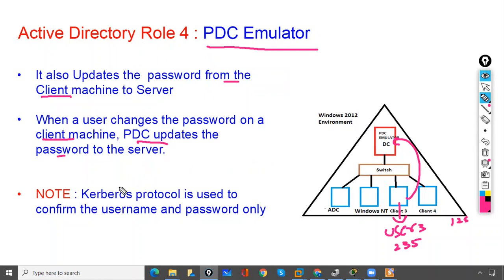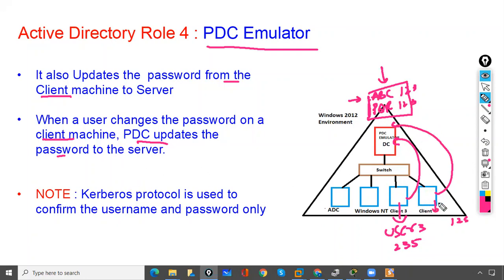And guys, if you remember the Kerberos protocol, this Kerberos protocol is used to confirm the username and password only. So let us say we have created some usernames and passwords on the domain controller like ABC, PQR, and their passwords are 123. And on this user 1 or the client 4, this ABC wants to log on to this client. So this Kerberos protocol will go to the domain controller and check whether the username and password are available or not.